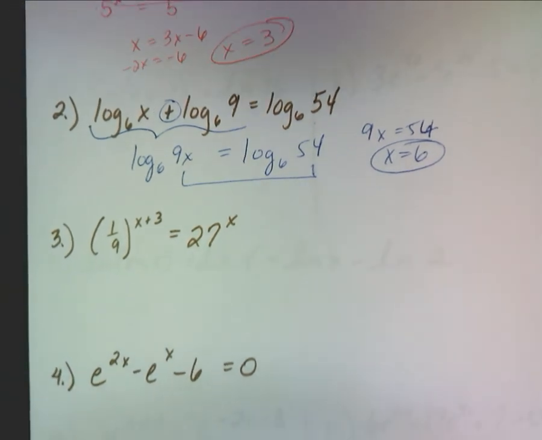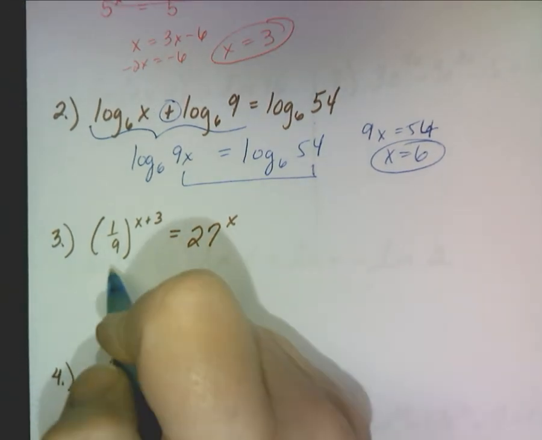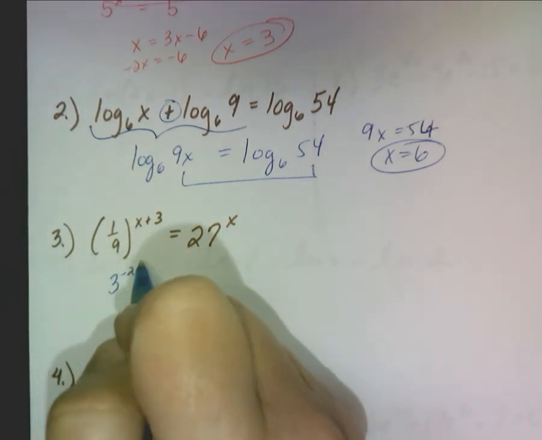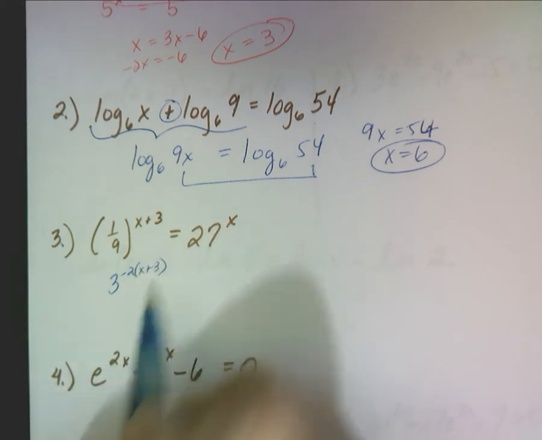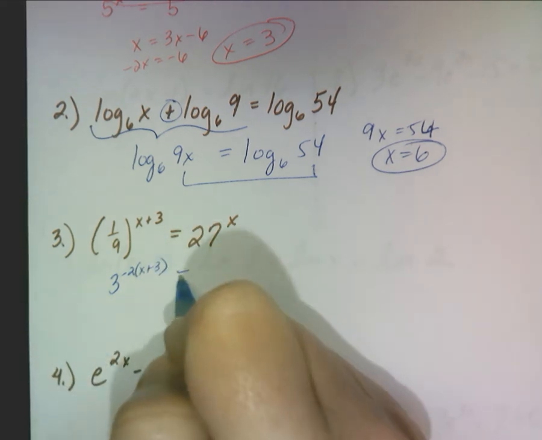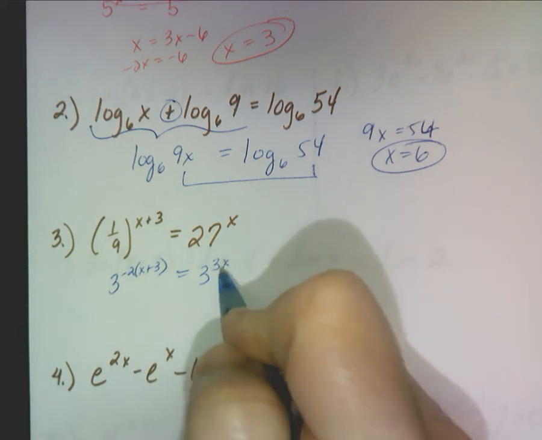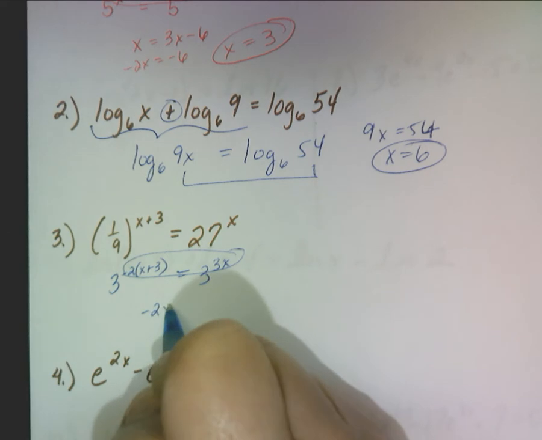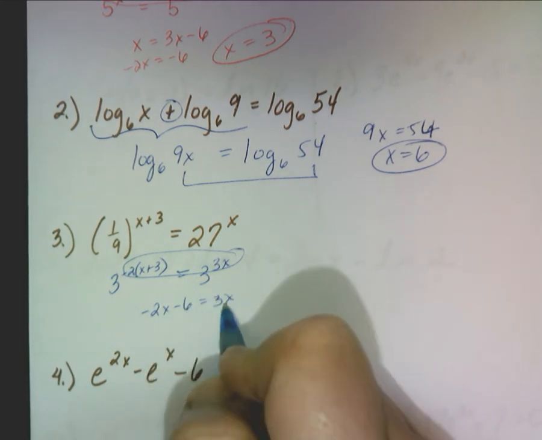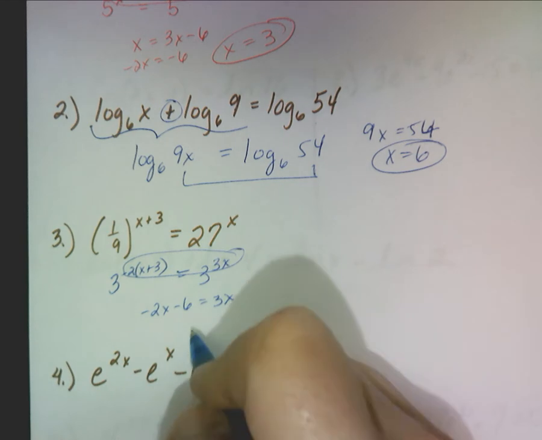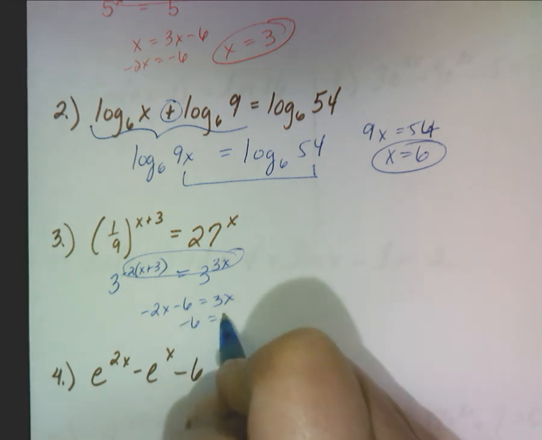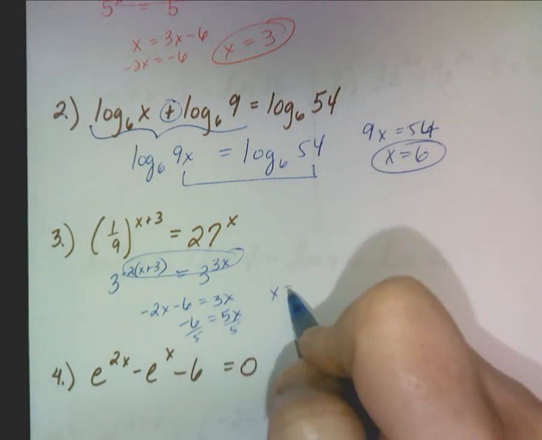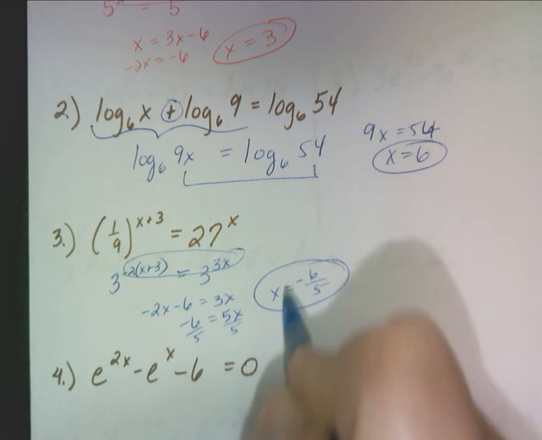Okay, number 3, I'd get these to be the same base. So this is really 3 squared. Since it's a fraction, I'd write it as 3 to the negative 2, and then times the x plus 3 exponent. This is 3 to the 3rd, and then times the x, and then set those equal to each other. So negative 2x minus 6 equals 3x. And then you get negative 6 equals 5x. And divide by 5. So x equals negative 6 fifths.